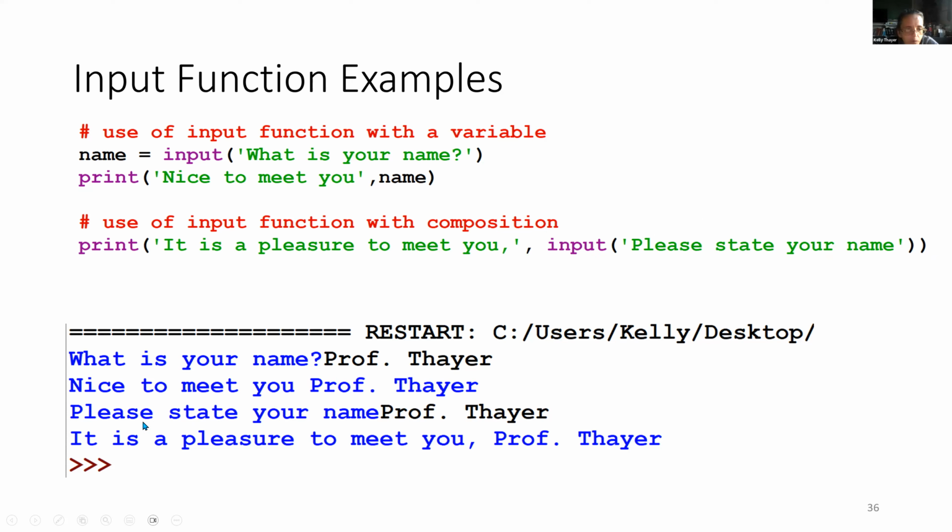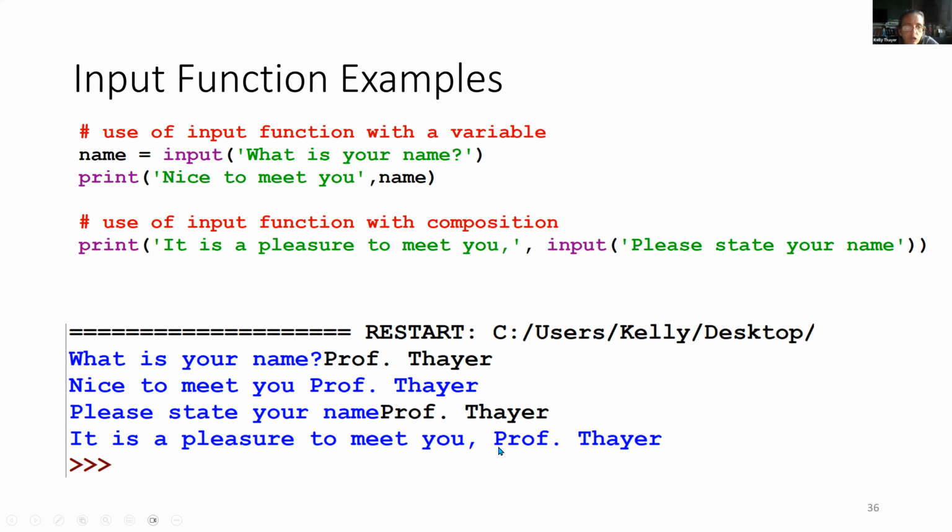Please state your name, which it displays on the screen right here, not because it prints, but because input, as part of its execution, will print the statement for the prompt to the screen. Its input gets printed to the screen as it is right here. Please state your name, and I type Professor there. And that gets sent then out to the outer function, that is this print statement here.